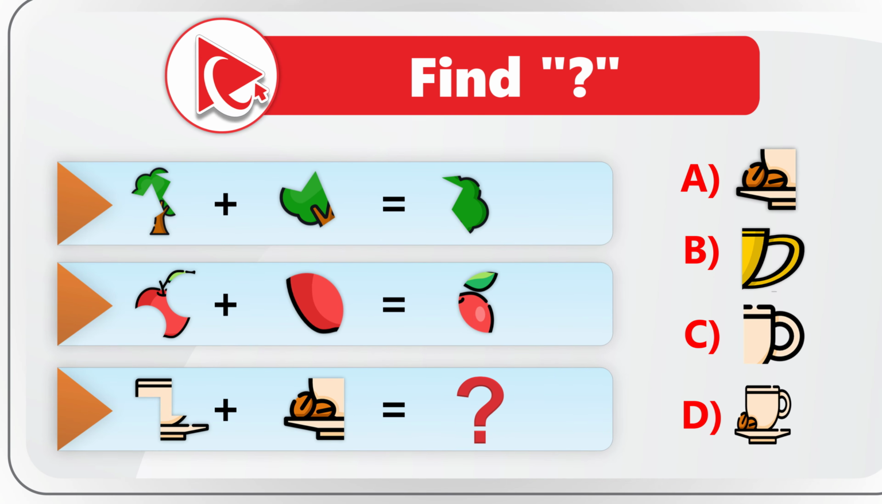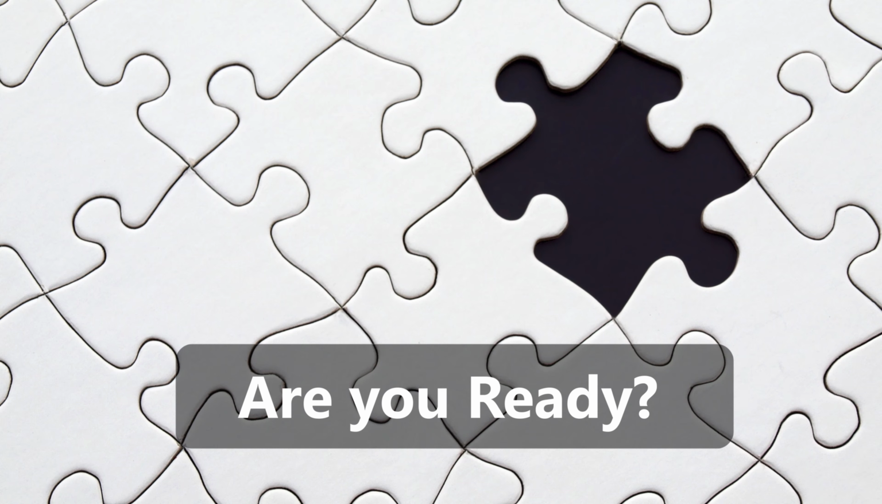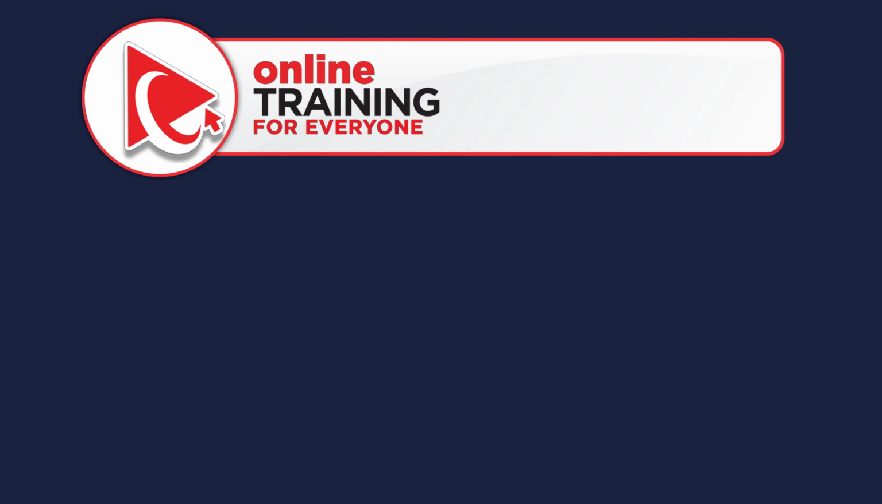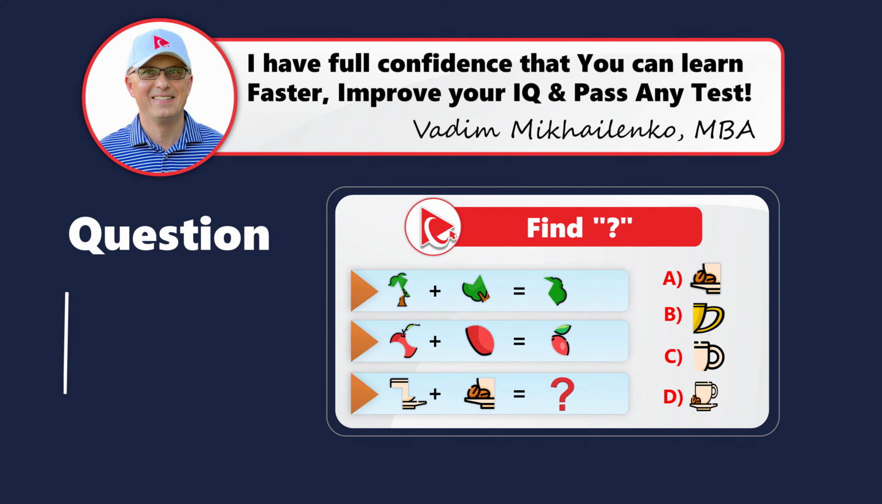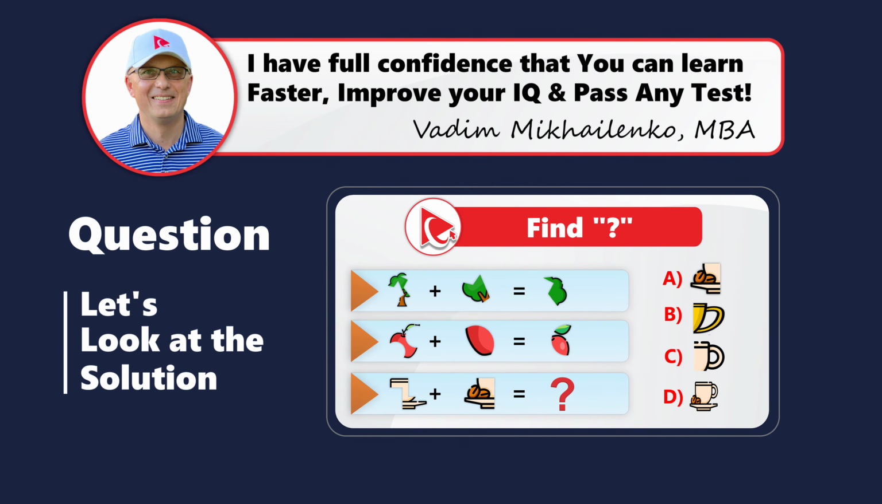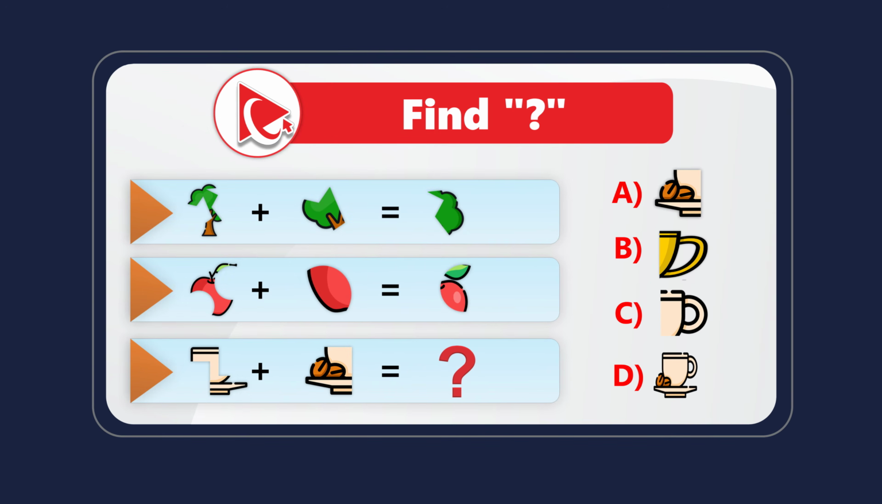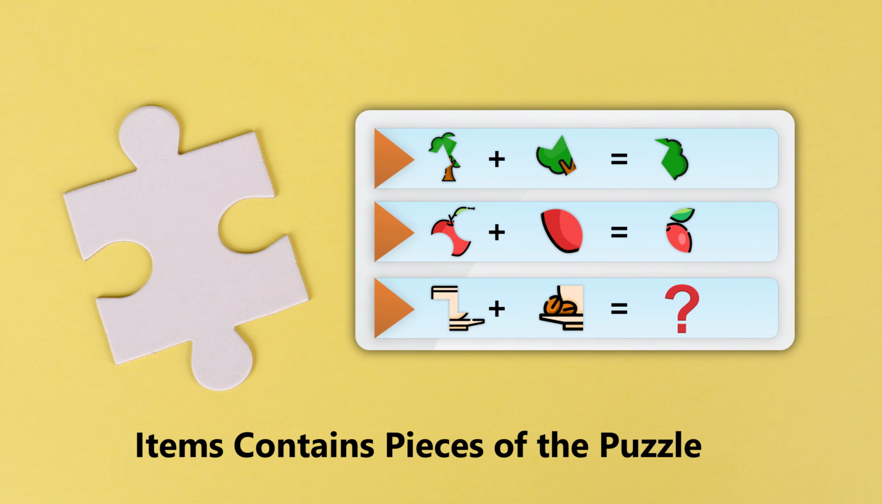Take a close look to see if you can complete the calculations. Are you ready? Because I am moving forward to share with you my version of the solution. And obviously, if you have a better way to solve it, please make sure to post in comments. What's interesting about this question is that items in the equation contain pieces of the puzzle, but the final piece of the puzzle, which represents the complete object, is missing. Let's look at the example.